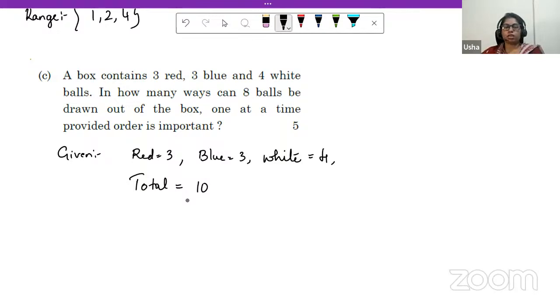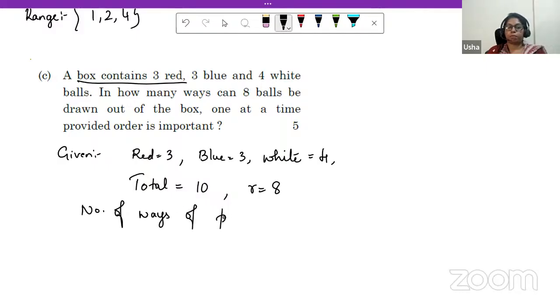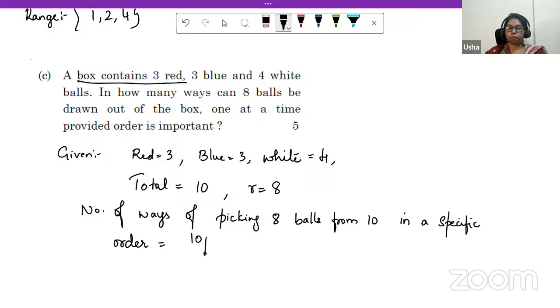Since order is important, you have to take it as permutation, but it is a tricky question. Usually this type of question is all combination. They have given order is important, therefore it is a permutation question. How many you have to take out? 8. So the number of ways of picking 8 balls from 10, in a specific order, because they have mentioned order, is 10P8.